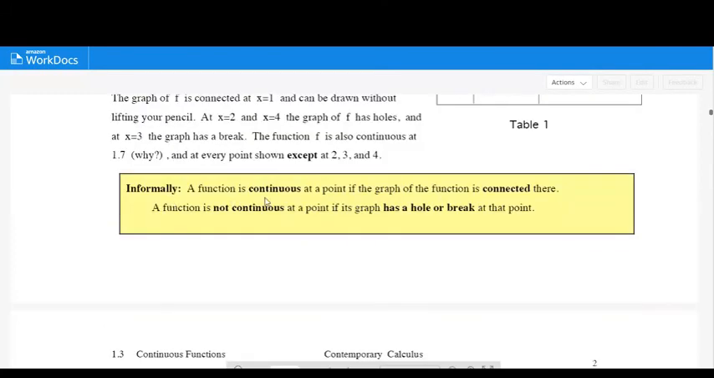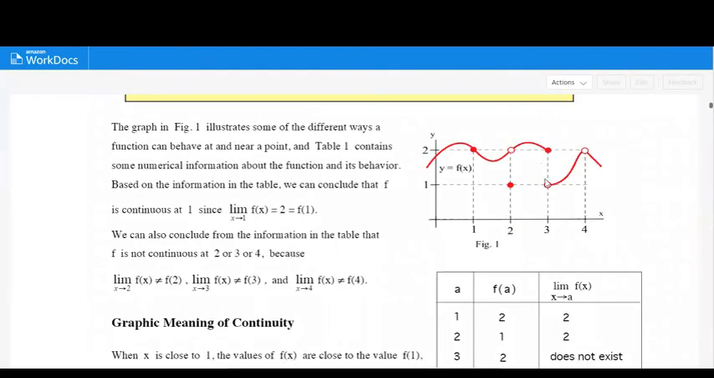So a function is continuous at a point if the graph of the function is connected there. A function is not continuous at a point if its graph has a hole or break at that point. So yun lang. Kapag may mga ganito, then we can say na the function is not continuous sa point na yan dito. Pero kung ganito, so continuous siya dito kay 1.